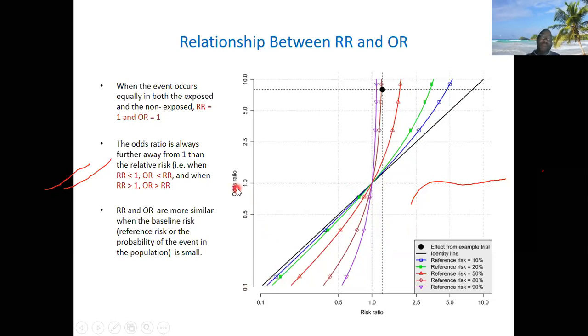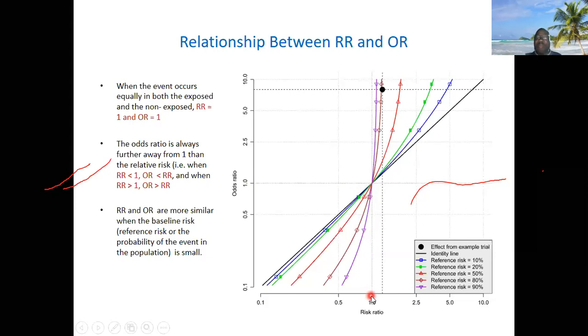This is the plot of odds ratio, vertical, relative risk, horizontal. Along the diagonal, at 45 degrees, is where the risk of the disease is the same, so odds ratio and relative risk will be the same. Look at it. Can you see? 1 relative risk, 1 odds ratio. So when the risk is 1, both odds ratio and relative risk will be 1.